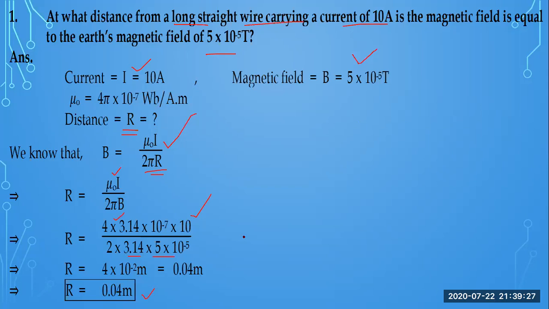So this is the technique which is used to calculate the distance from a long straight wire carrying a current of 10 ampere where the magnetic field is equal to the Earth's magnetic field. Rest of all the values are given, so you are asked to calculate the distance. You have calculated it by using this formula, B is equal to mu naught I divided by 2 pi R.